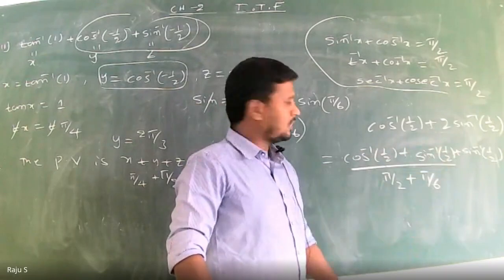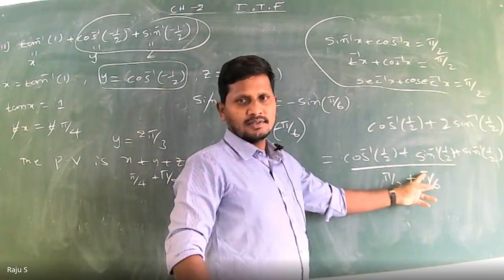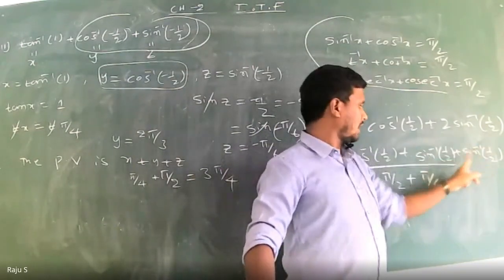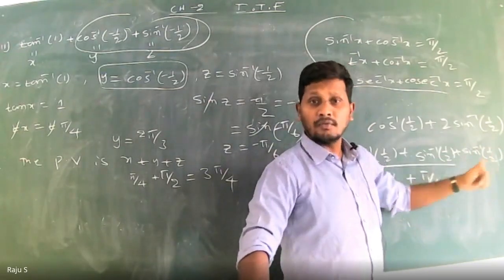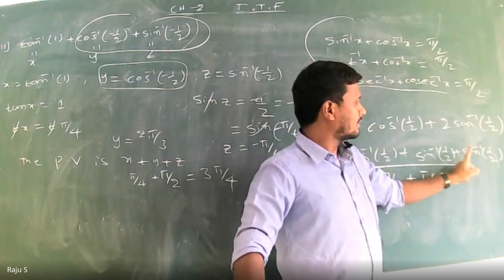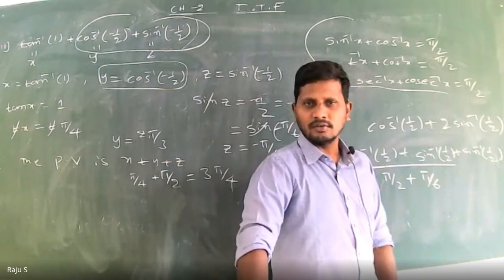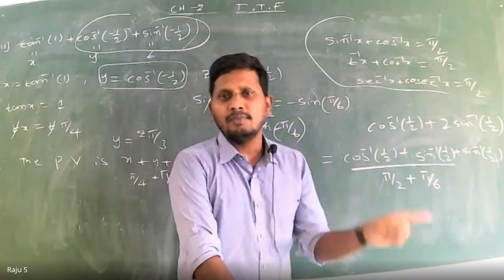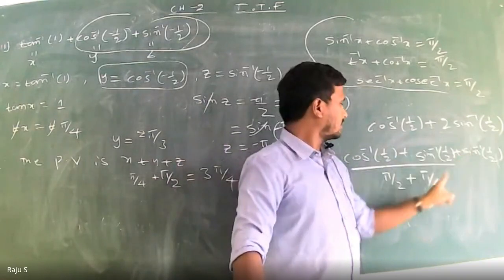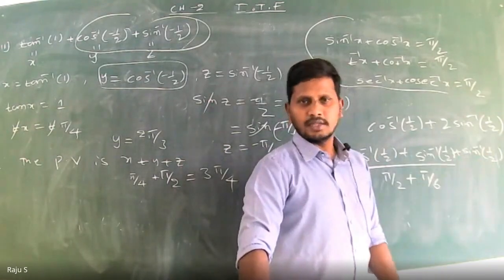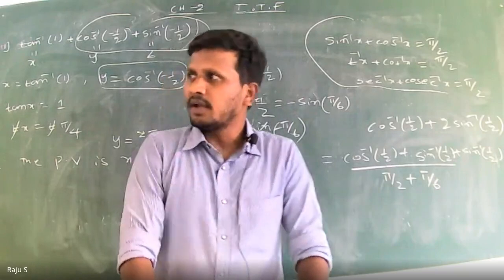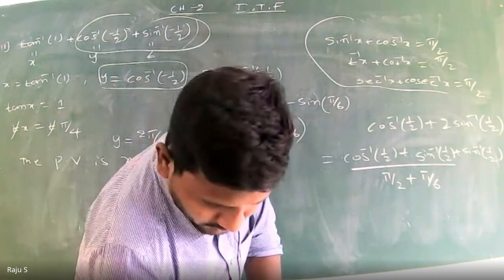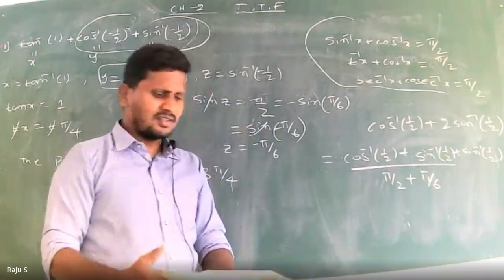Sin inverse 1 by 2 is pi by 6. Yes or no? Sin 30 only is 1 by 2. For what value of theta is sin 1 by 2? That is the question. Sin inverse 1 by 2 is nothing but that value of theta, and sin 30 alone gives 1 by 2. Finally the answer is 90 plus 30, 120. But you can write the steps.